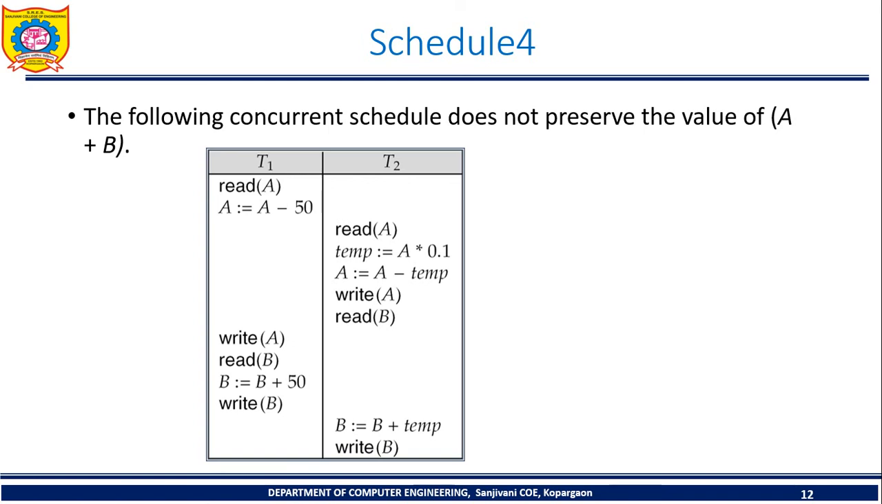You can see it in the table. The following concurrent schedule does not preserve the value of A plus B. The sum of A and B should be the same before and after the transaction. This is schedule 4. Thank you.